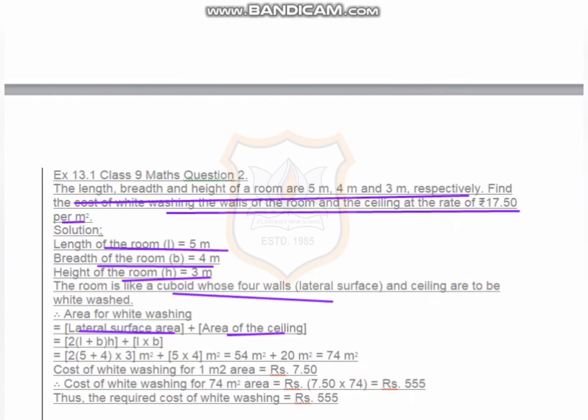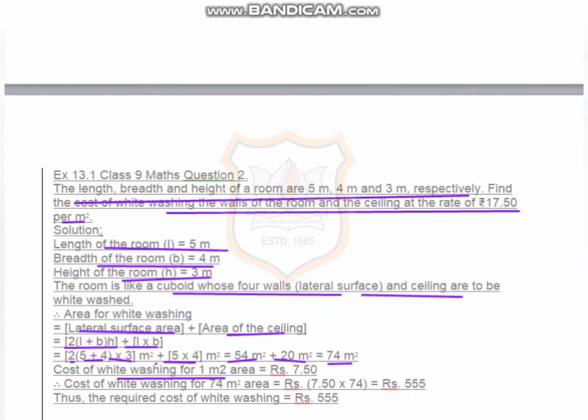The room is like a cuboid whose four walls are the lateral surface and the ceiling is to be whitewashed. So, the area equals 2 into (L plus B) into H plus L into B. Putting the values of L, B, H: 5 plus 4 is 9, 9 into 2 is 18, 18 into 3 equals 54, and 5 into 4 equals 20. By adding 54 and 20 we get 74 meters square.